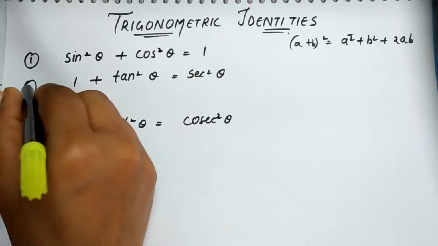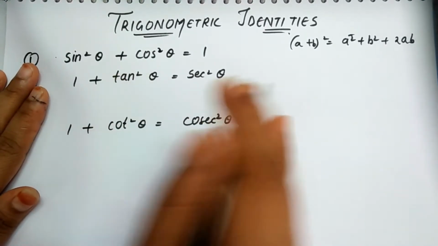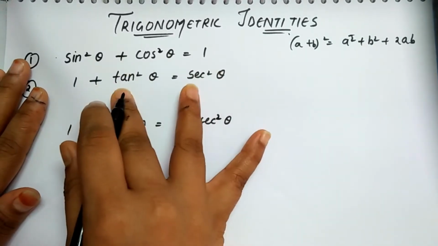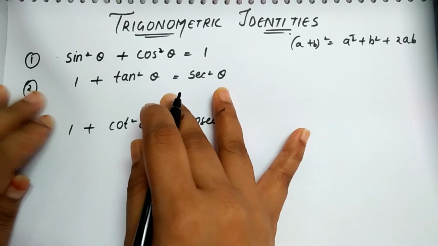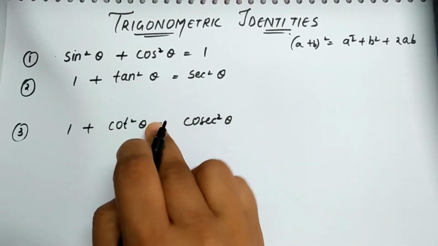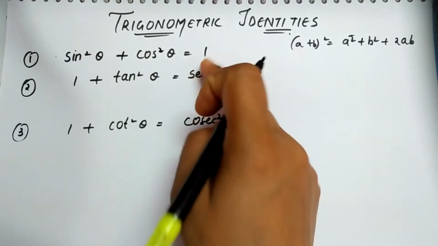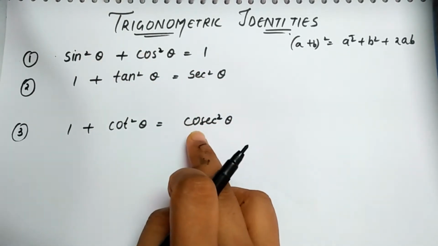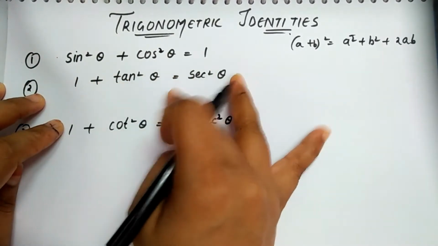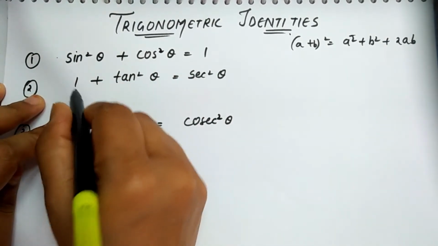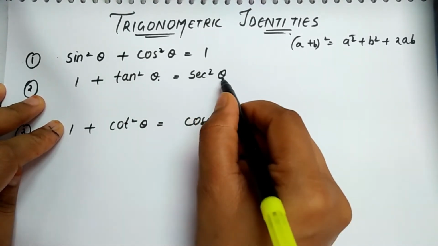The next identity, which pertains to sine and cos, is over. What is left is tan, cot, secant and cosecant. Here they establish a relationship between tan and secant. We have a relationship between sine and cos, tan and cot, secant and cosecant. Here sine and cos are together, but here the tan and secant relationship is shown. That is 1 plus tan square theta is equal to secant square theta.